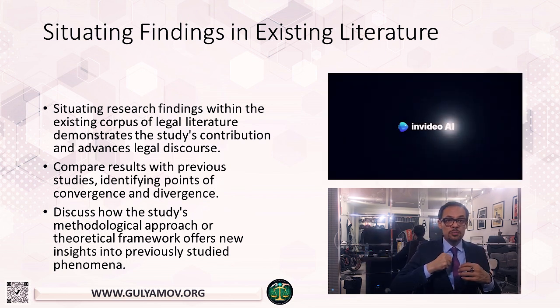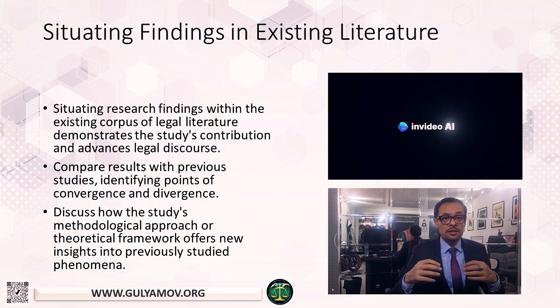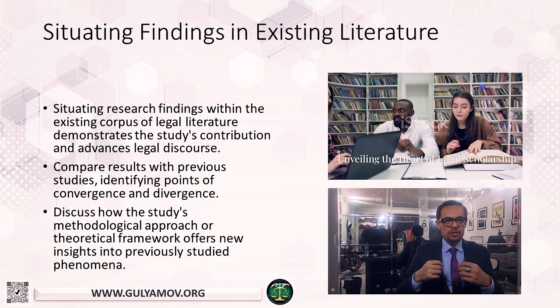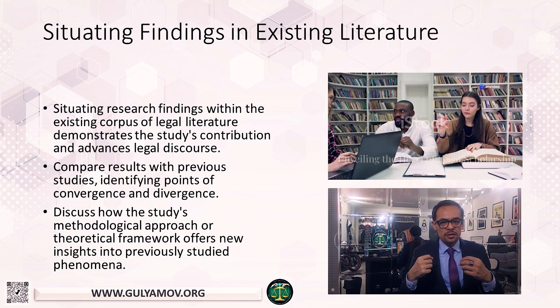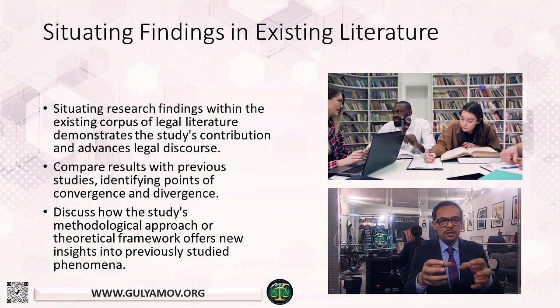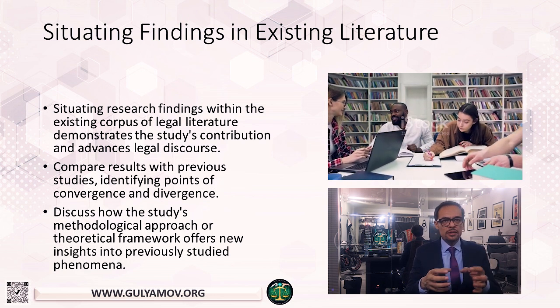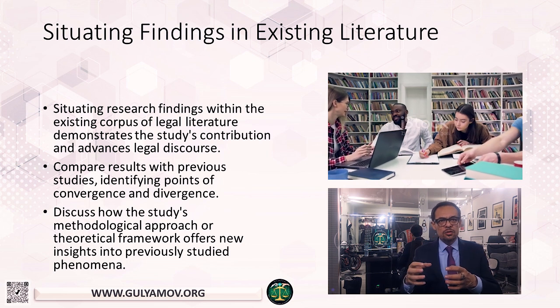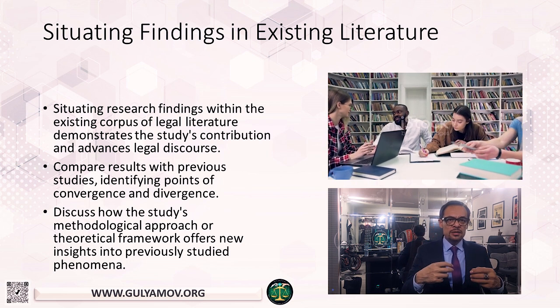Additionally, don't limit your literature review to law. If your research touches on interdisciplinary areas, consider how your findings relate to relevant literature in fields such as economics, sociology, or political science. This can help to highlight the broader significance of your work and may suggest new avenues for future interdisciplinary legal research.